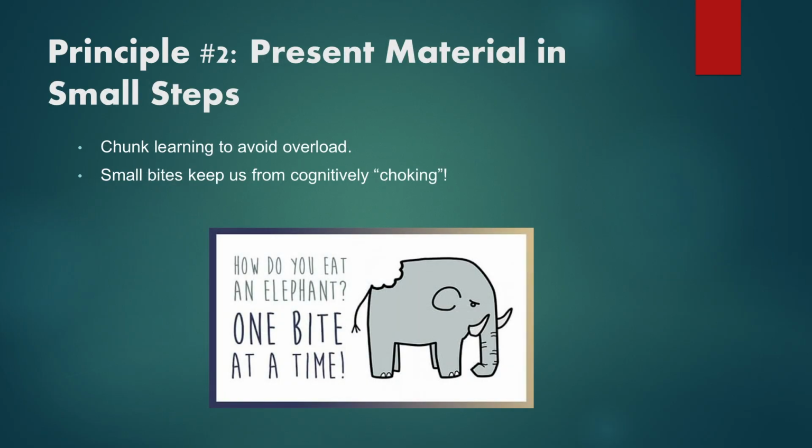Principle 2, present new learning materials in small steps and help students practice it. This is also known as chunking of material, and by practicing it a little bit by bit, you help the students to master small areas before moving on. Otherwise, you'll choke. That's cognitive overload.